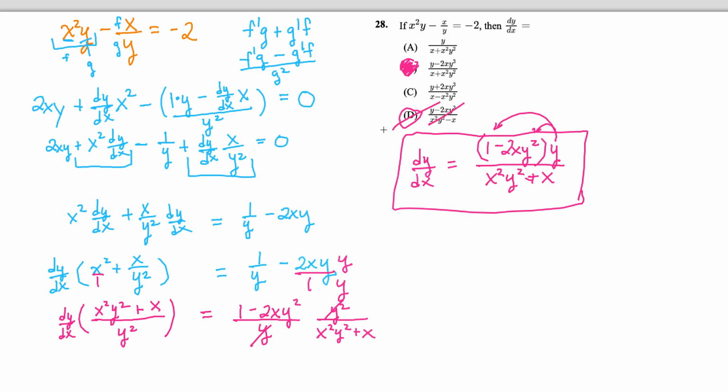So we have to be careful when we're doing this, because even just that small sign change can make us put the wrong answer. So take your time with this. Be methodical.